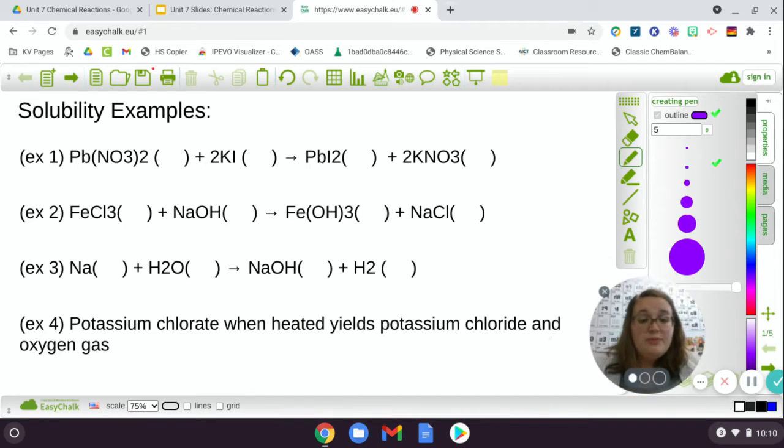First off, if you have a group 1 metal, you can assume it's aqueous. That means you're going to put the AQ designation with it. If you have a nitrate or an acetate, we can assume it's aqueous. Everything beyond that, we're probably going to need to look at our rules. And this is referring to ionic compounds.